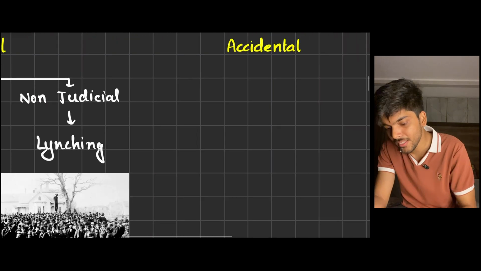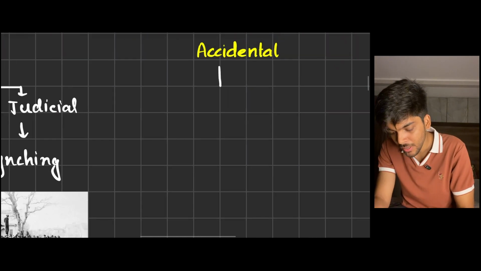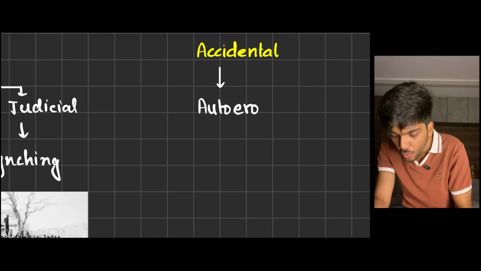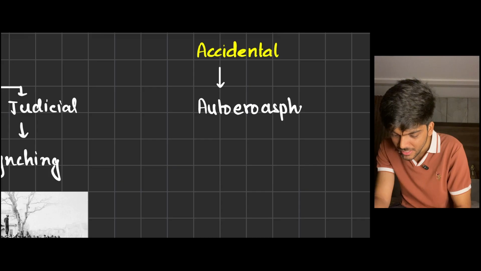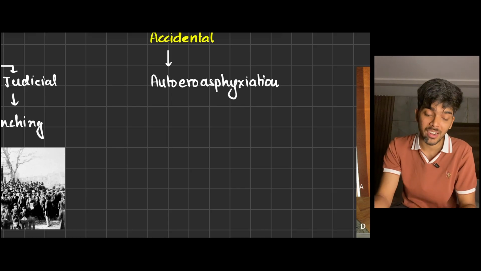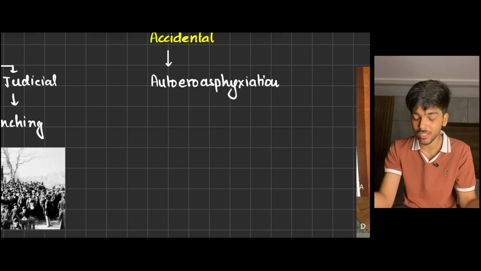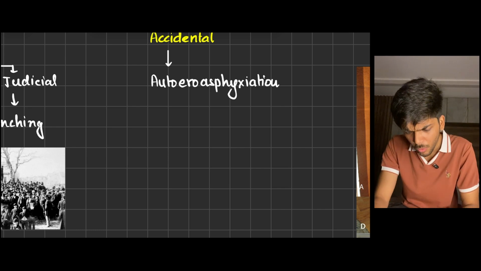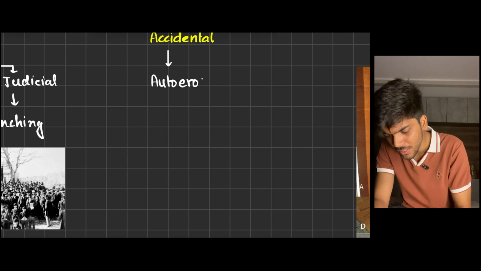Okay, next is accidental. The example of accidental is autoerotic asphyxiation. Now, this is really interesting. I want you to concentrate on this topic, or even if you don't concentrate, I know for a fact if I start explaining autoerotic asphyxia, your concentration will increase on its own. Autoerotic asphyxia.